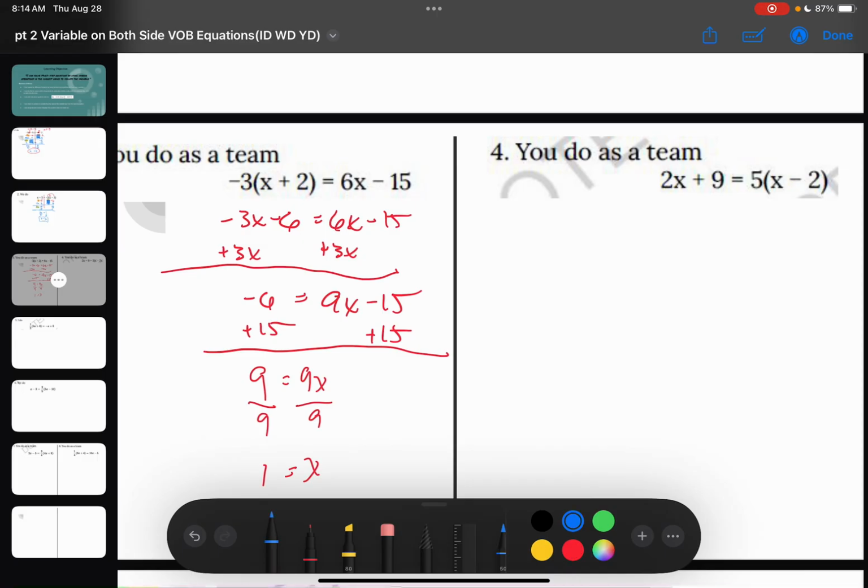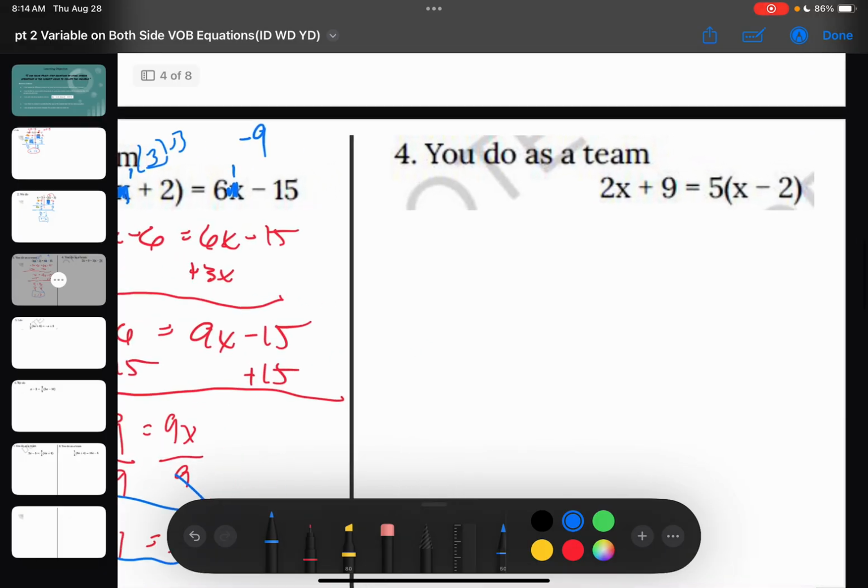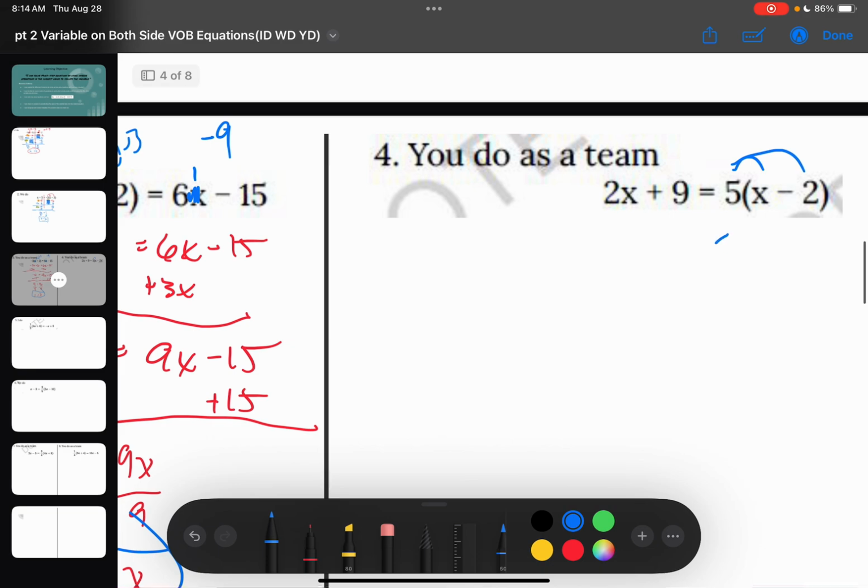Now let's see if we're good. I'm going to change this to 1. Change this to 1. 6 times 1 is 6. 6 minus 15 is negative 9. 1 plus 2 is 3. And 3 times negative 3 is negative 9. So negative 9 on both sides. That's our answer. The one on the right, distribute.